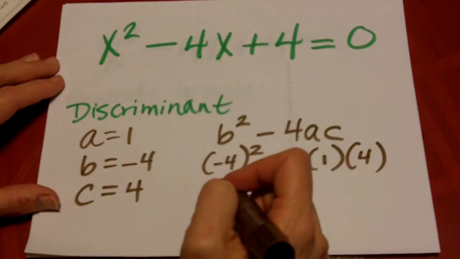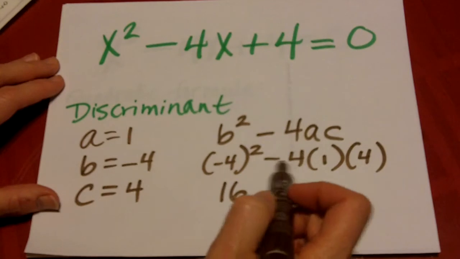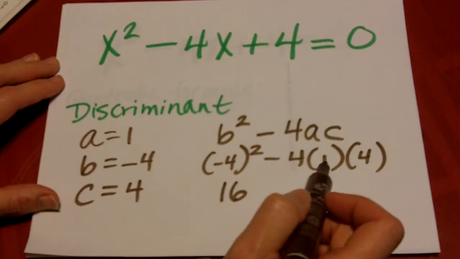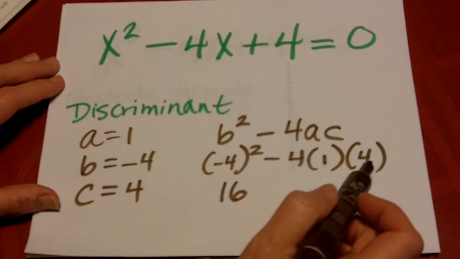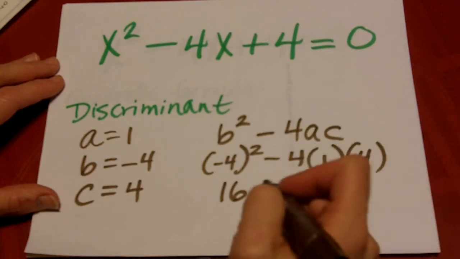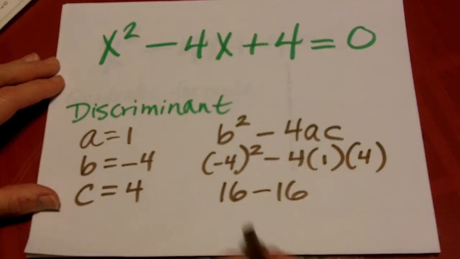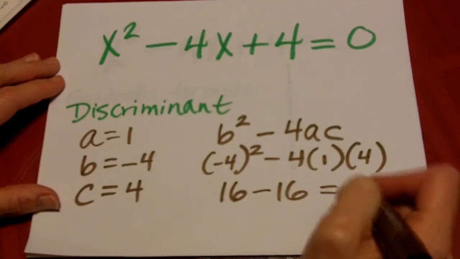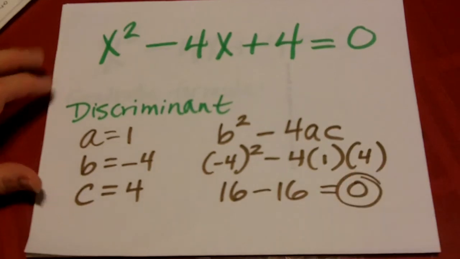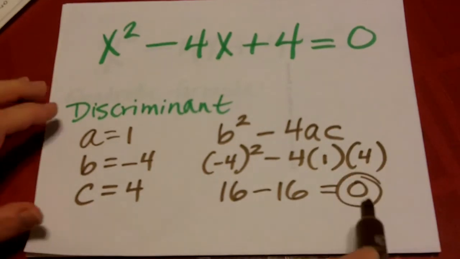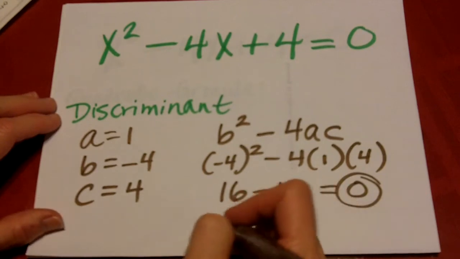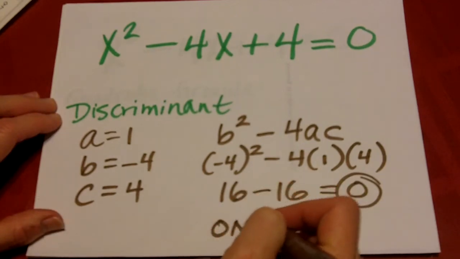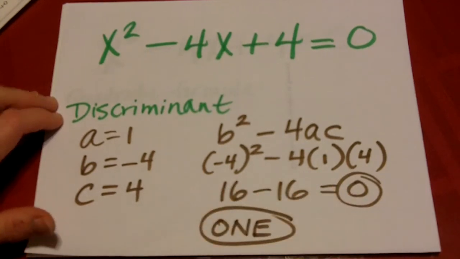Obviously, negative 4 squared is 16. Negative 4 times 1 is negative 4 times 4 is negative 16. 16 minus 16 equals 0. Now another thing about the discriminant is if you get 0 for your answer, then you know that you get one solution for x.